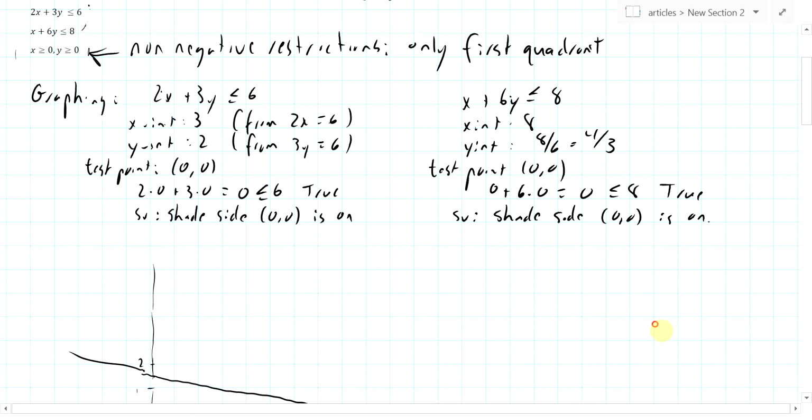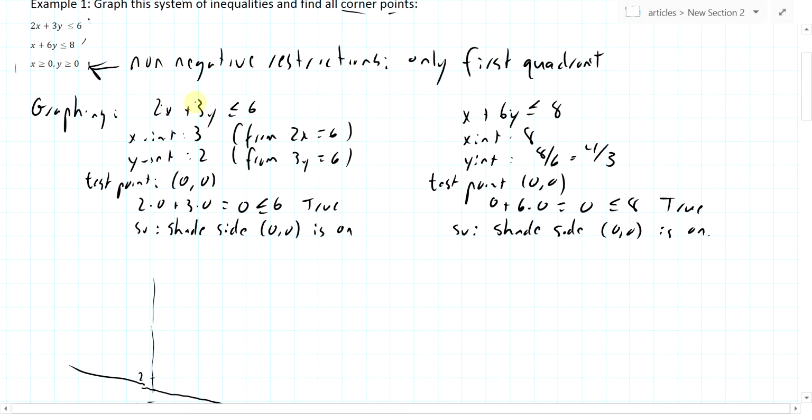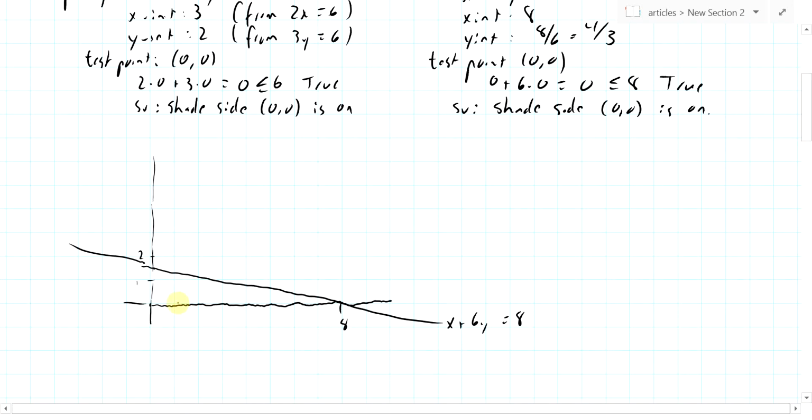We leave it solid because it's a less than or equal. For this line, again, this is less than or equal, so we leave it solid. X-intercept is 3, y-intercept is 2. 1, 2, 3. There's my x-intercept. Y-intercept is 2. That's here. So it goes through these 2 points. And we'll just sketch that out. And then it should go through there.